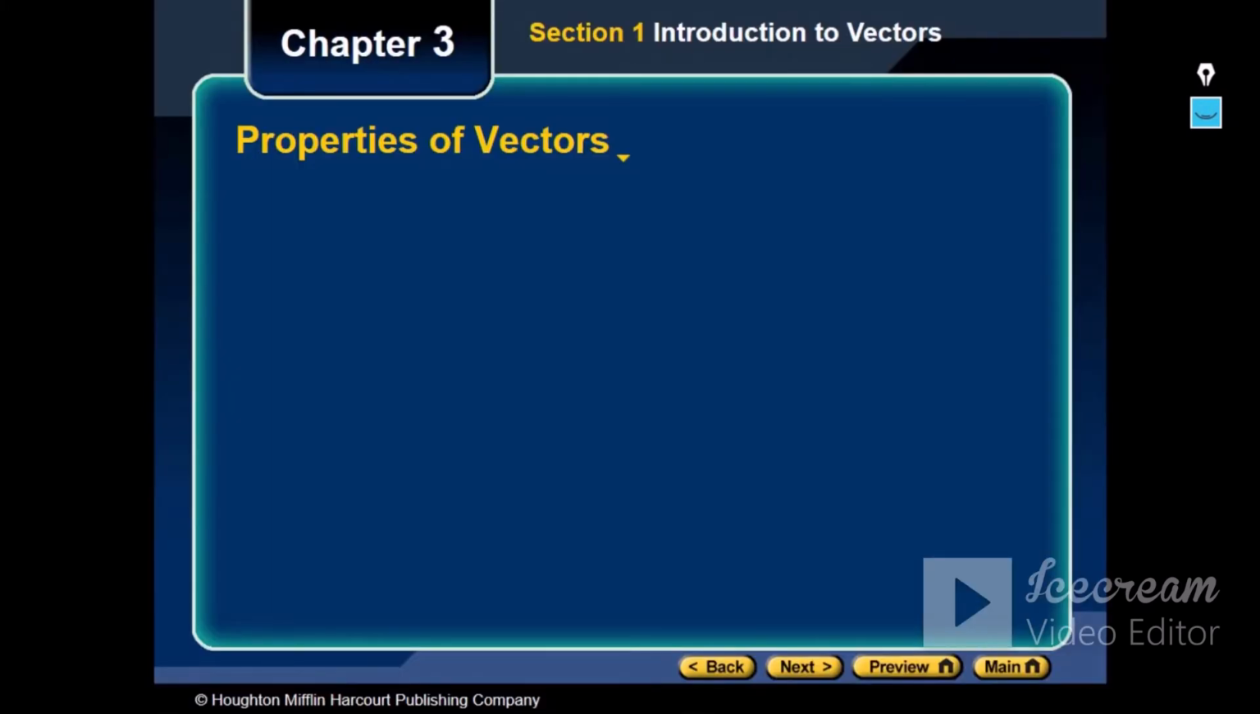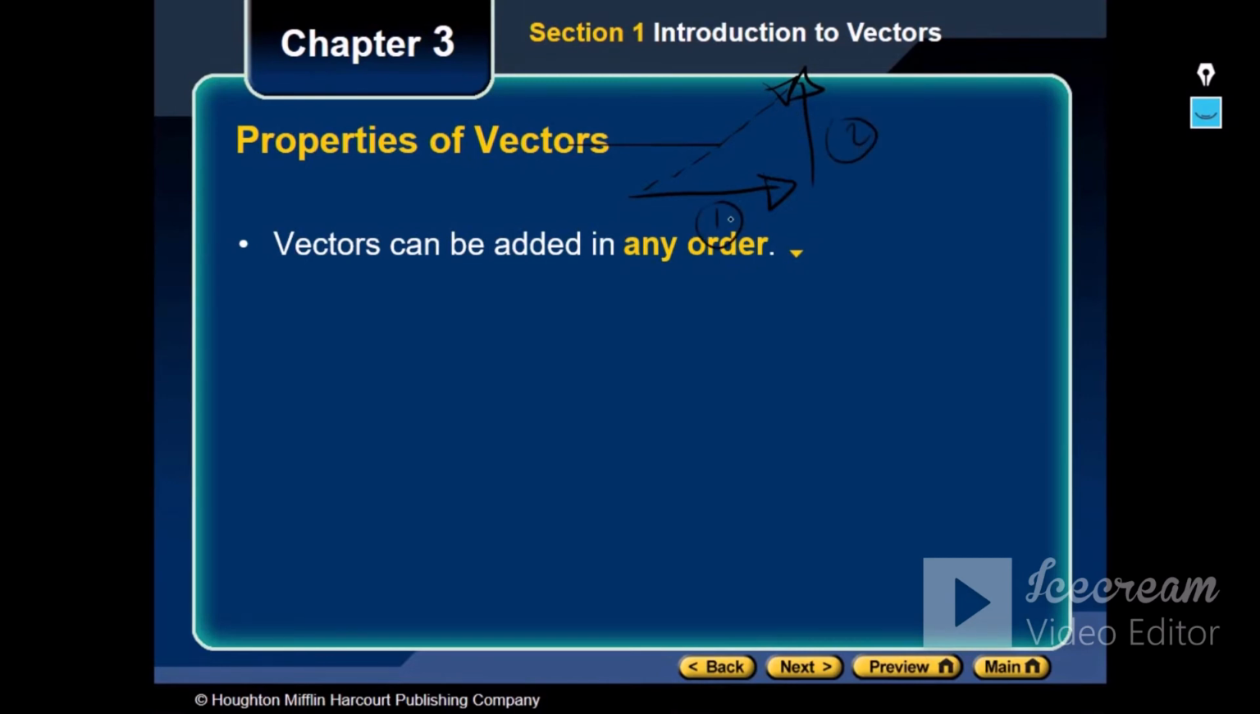Okay, excellent. Now let's talk more about some properties of vectors. The vectors can be put in any order. For example, this one, can you see the resultant here? It will be like that. What will happen if we take number 1 and number 2, and then take number 2 here and number 1 there? Look at what happened. That is number 2 and that is number 1. Can you see that, guys? Amazing. They are the same resultant, and they are parallel to each other. So we can add the vectors in any order.